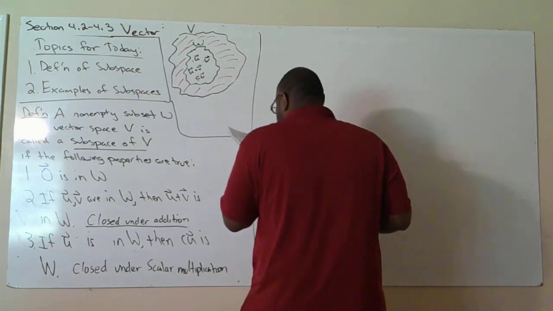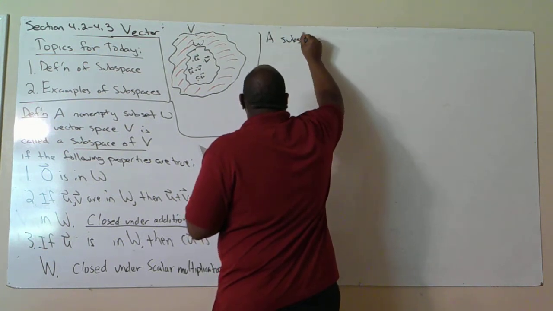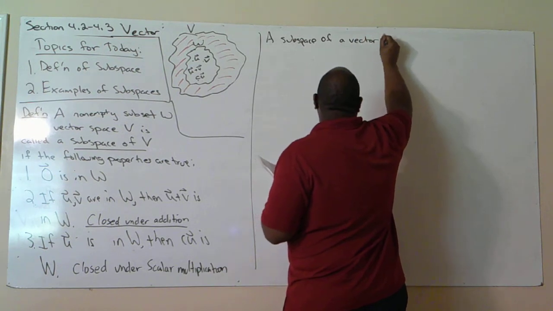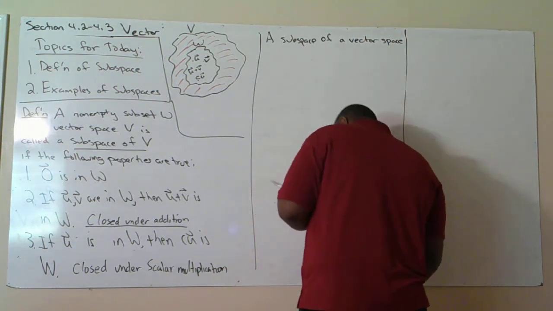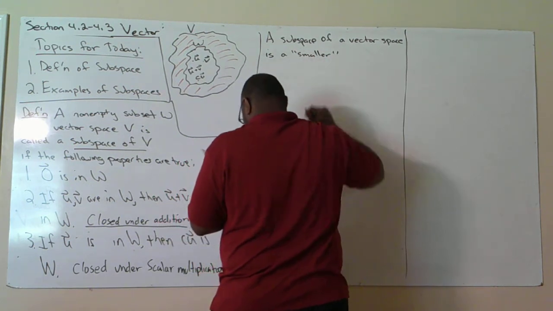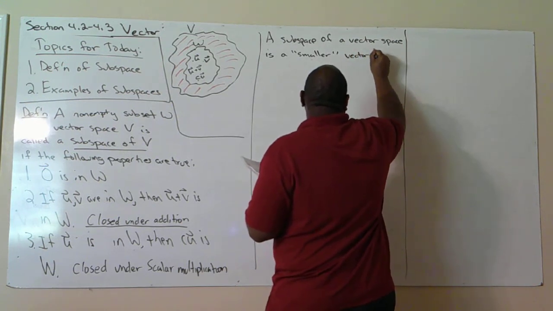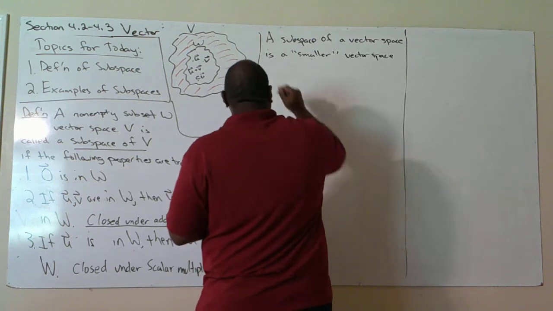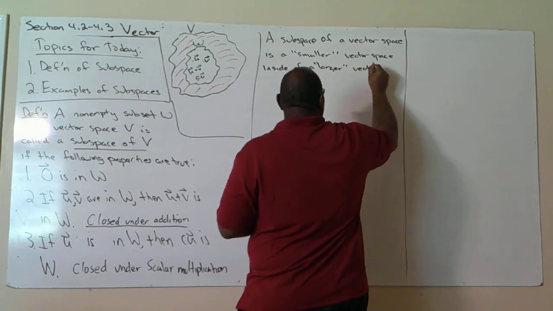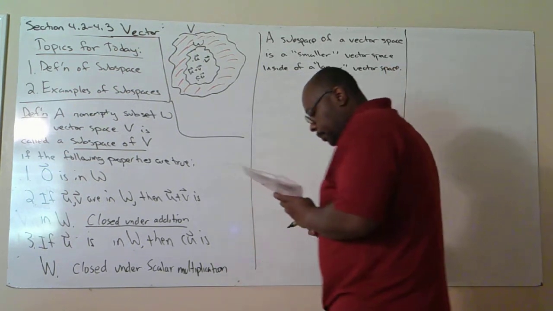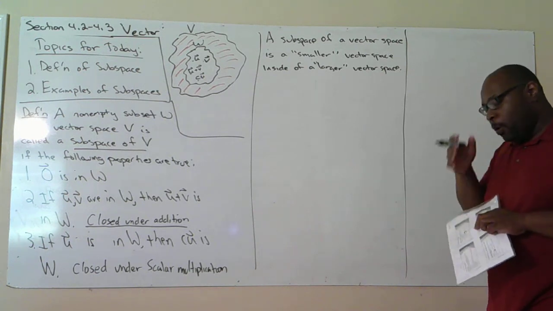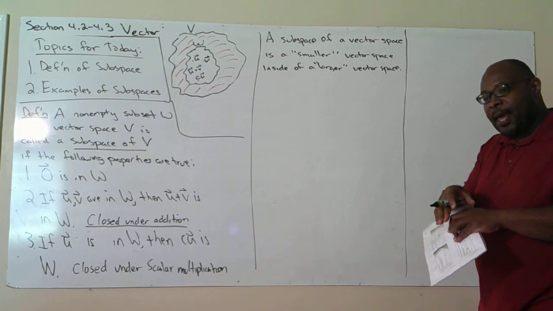All right, so a subspace of a vector space, and we've said this before many times as well, is a smaller vector space inside of a larger vector space. And when we talked about this before, I have smaller and larger in quotations because we remember that a subspace could be as large as the vector space itself.